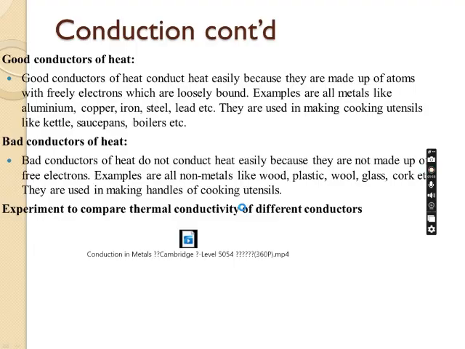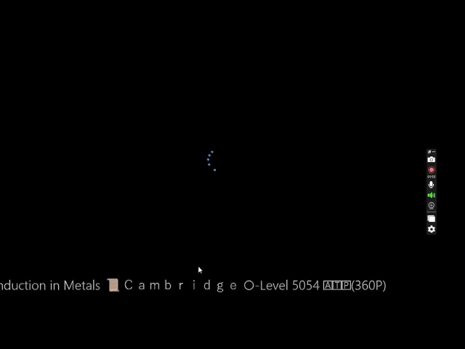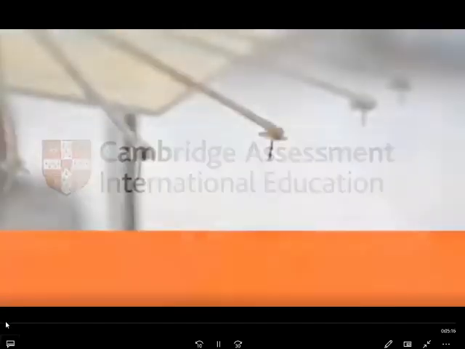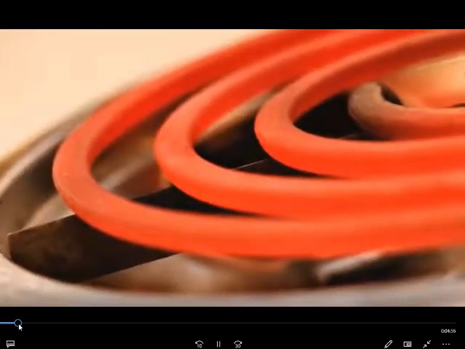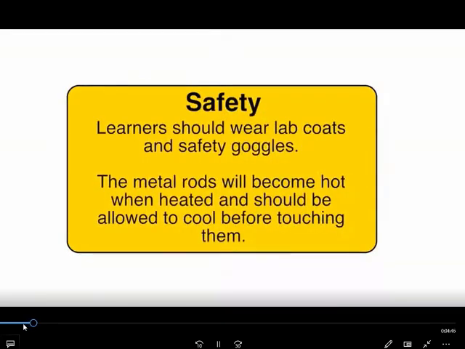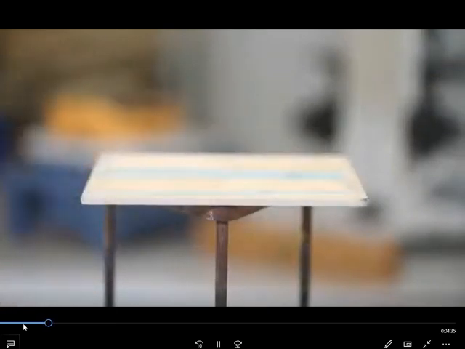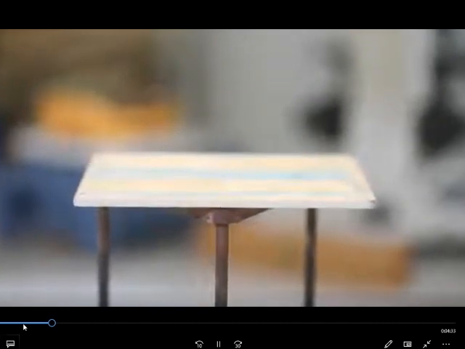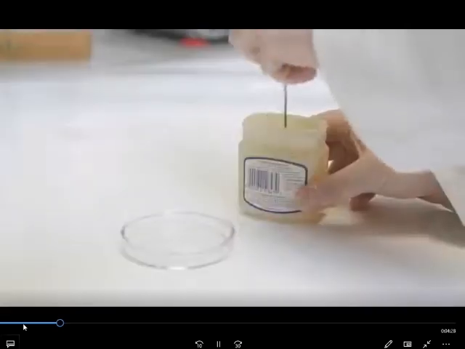So in an experiment to determine thermal conductivity of different materials, we have this video, and you watch it carefully and observe. We have different equipment as shown. Those are the safety precautions which you should be taking. That is the tripod stand. On top of it, you put a plate where you will be placing your metal rods.